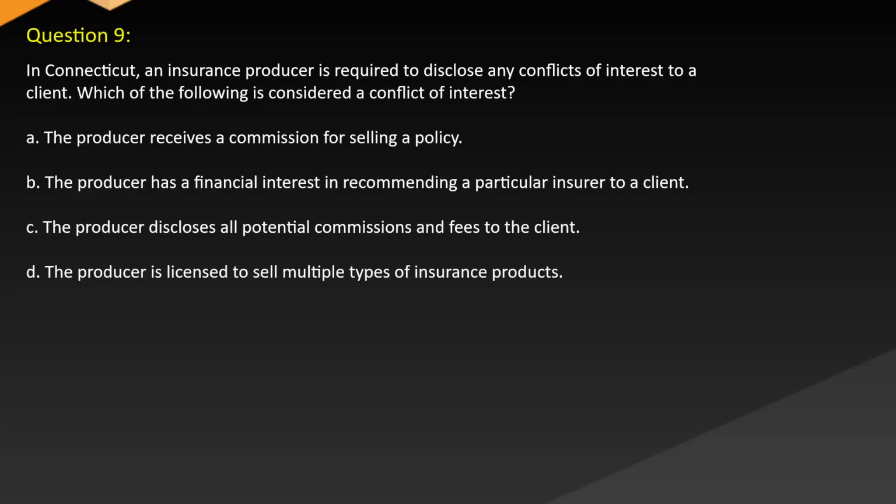Question 9. In Connecticut, an insurance producer is required to disclose any conflicts of interest to a client. Which of the following is considered a conflict of interest? A. The producer receives a commission for selling a policy. B. The producer has a financial interest in recommending a particular insurer to a client. C. The producer discloses all potential commissions and fees to the client. D. The producer is licensed to sell multiple types of insurance products.